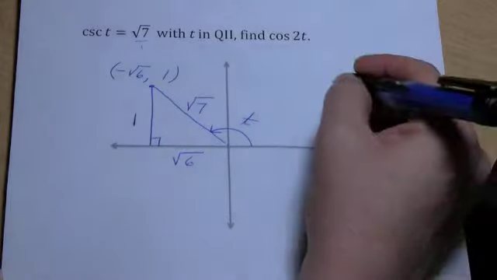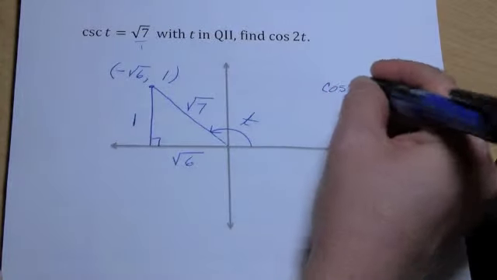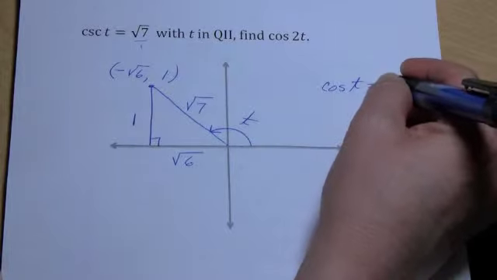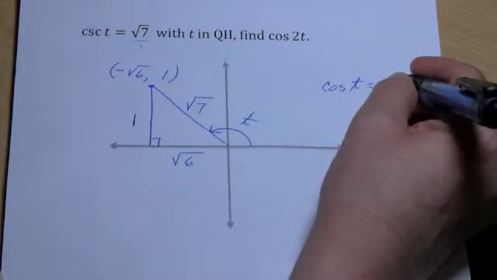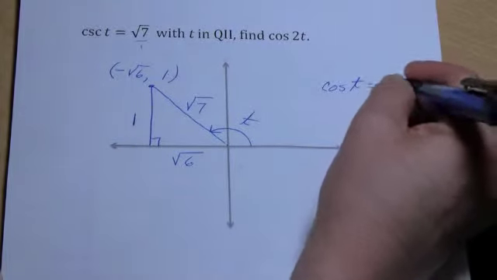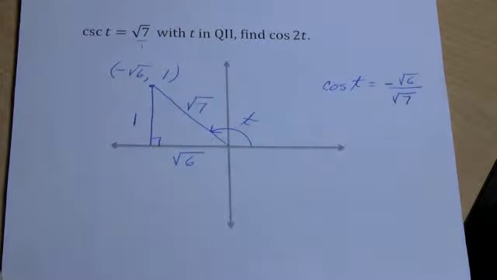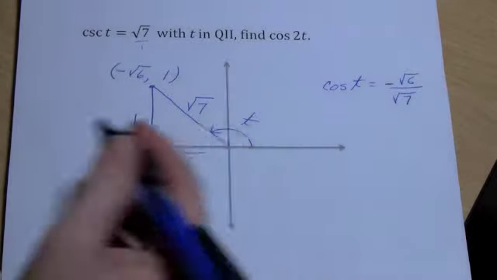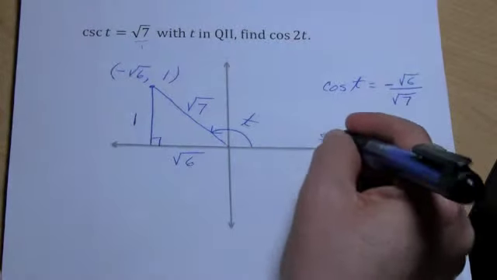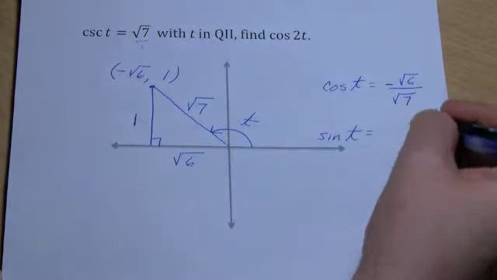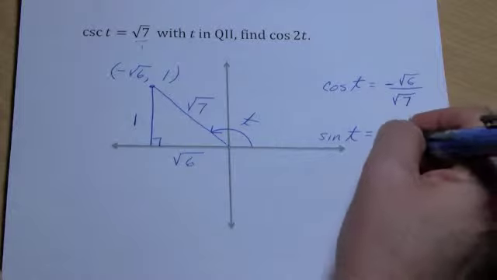So that means that cosine of t is equal to negative square root 6 over square root 7. Okay, that's our adjacent over hypotenuse. And sine of angle t would be 1 over square root 7.